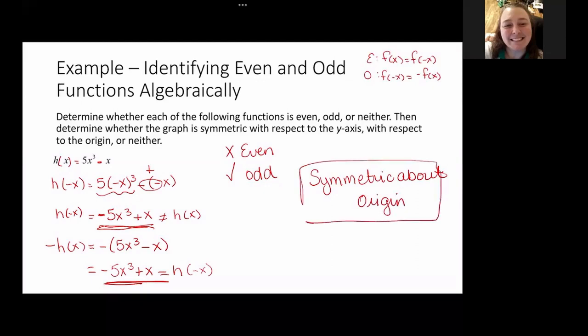Okay, that's all there is to this. You put in that negative x for x. If it's even, we'll know because it equals the original. If it's odd, it is the negative of the original.